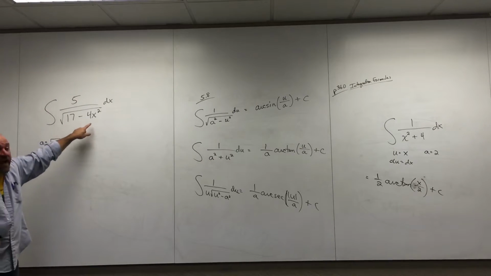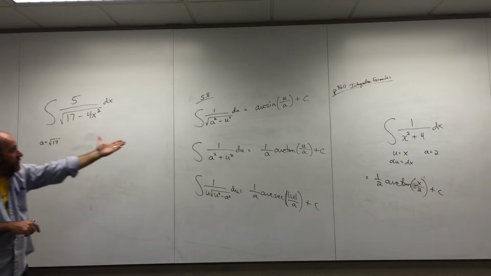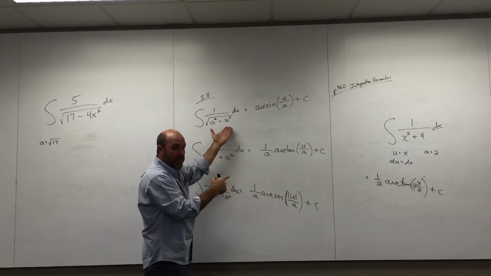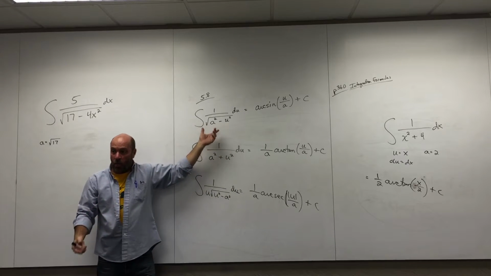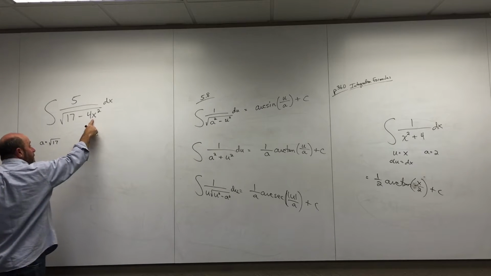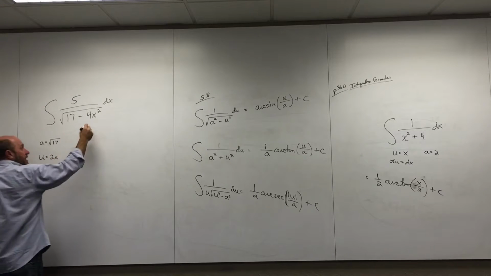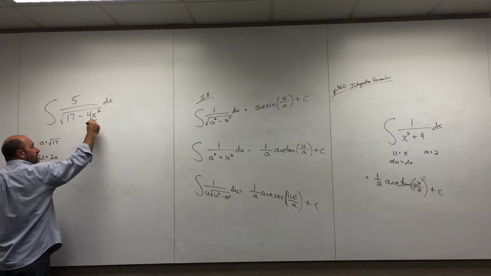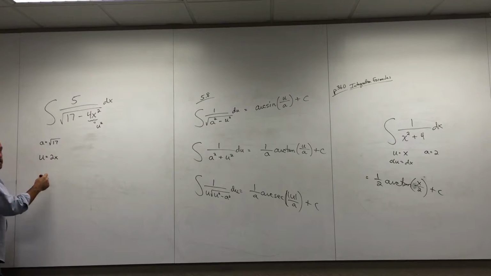So I have to identify that as u squared. I'm trying to fit the formula. If that's u squared, then what's u? 2x. Good. Now that's important. Students screw that up all the time. If that's u squared, then u is 2x.